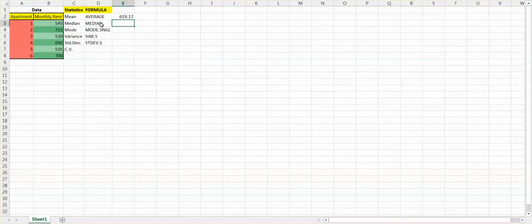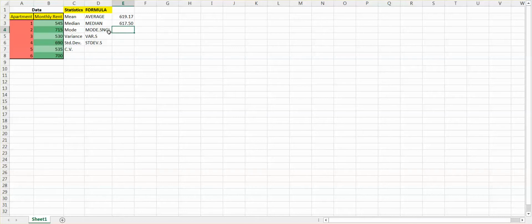So how about the median? You will use the formula called MEDIAN. First type in the equal sign and MEDIAN, and the parentheses, and choose the 6 numbers and close it. Now the median is equal to 617.50. I hope you remember how to calculate the median for an even number of observations. First we find the ones located in the middle, 530 and 690, add them together, and divide by 2. You should get the same number as well.